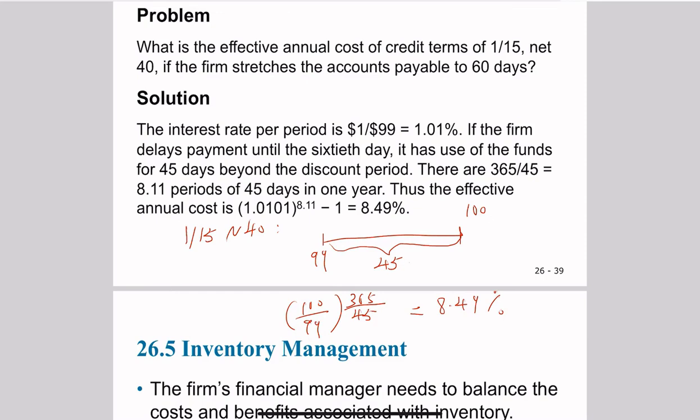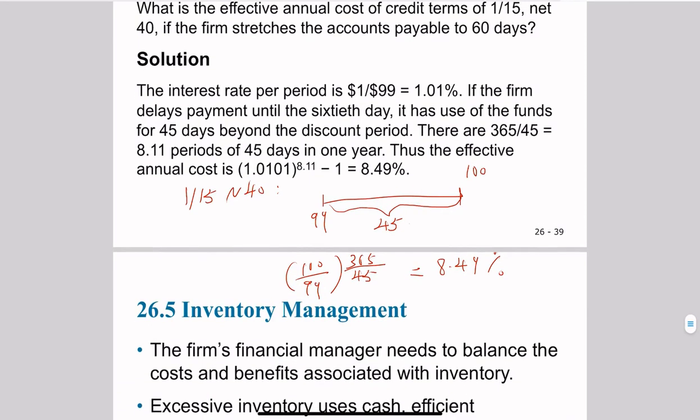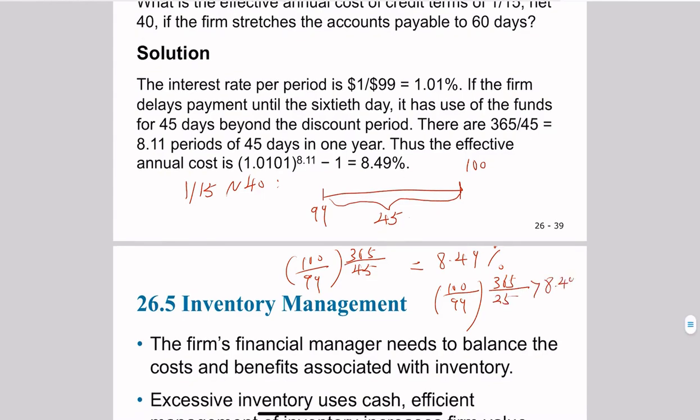And you can also check that if the firm decides to pay back its supplier on day 40, then the interest rate will be higher, right? Because if the firm decides to pay back its supplier on day 40, then we will use 365 divided by 40 minus 15, which is 25. So we will definitely get a higher interest rate than 8.49%.